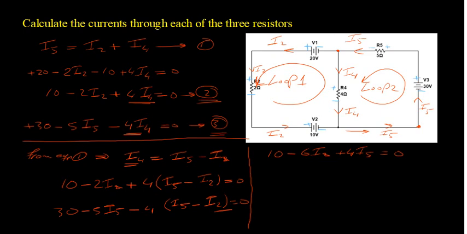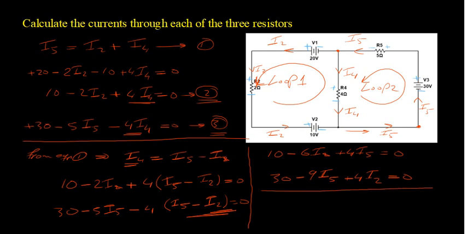And from this one here, you will get 30 minus 9i5 plus 4, current, sorry, I think I mixed up here. It's current 2. This one here should be current 2. Okay? All right, that equal 0.